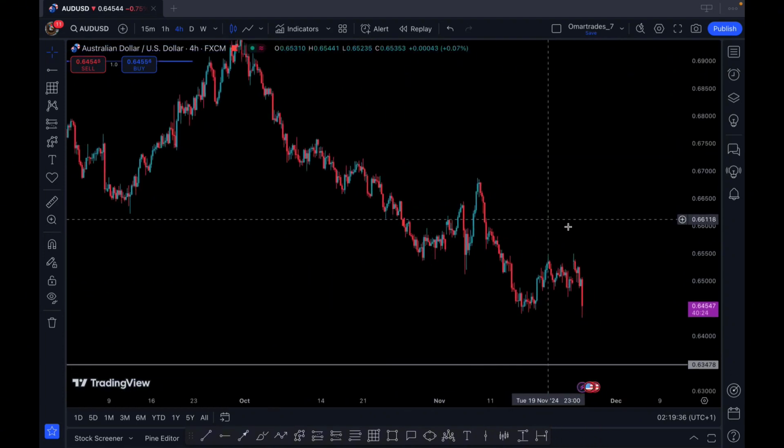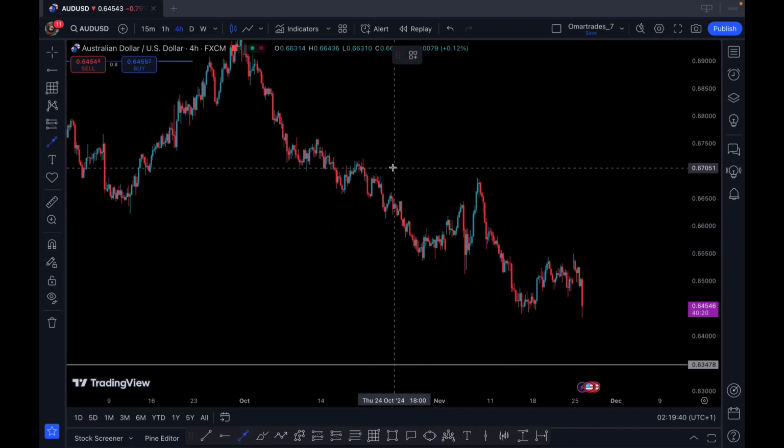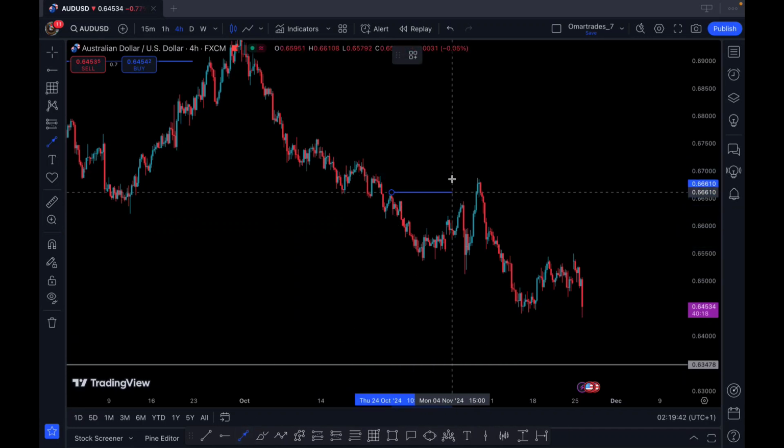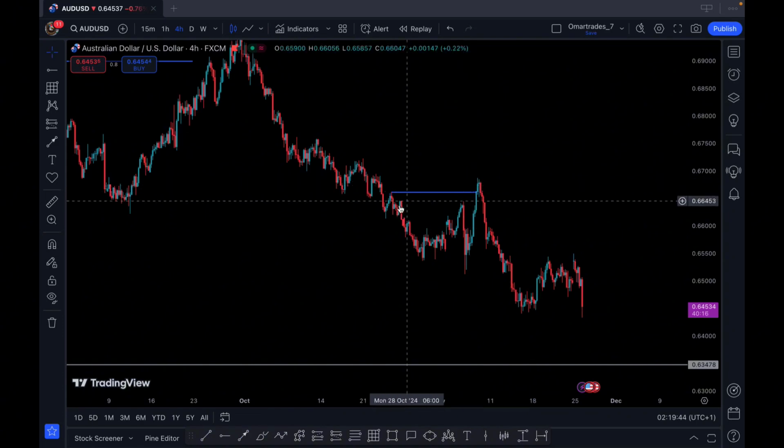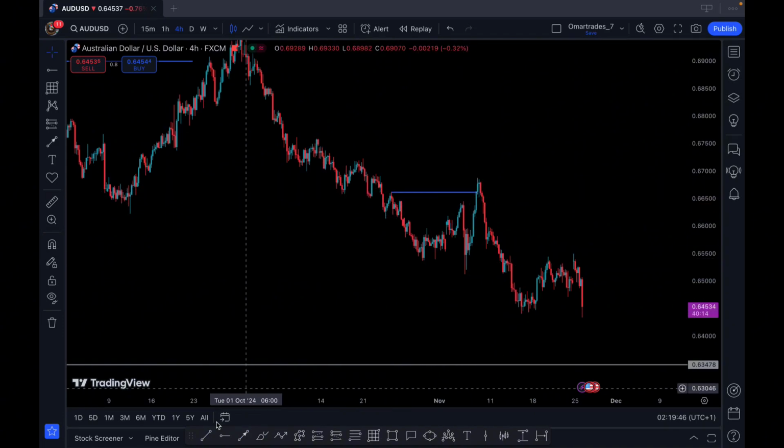Now around this area, price created this hook point. It came back. As you can see, it created this hook point. It came back in the form of a 1, 2, 3.